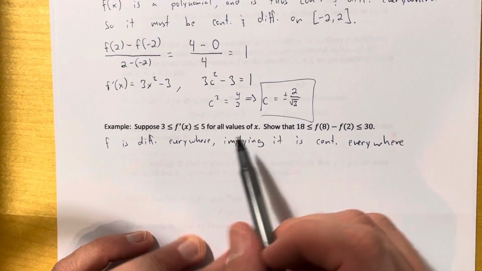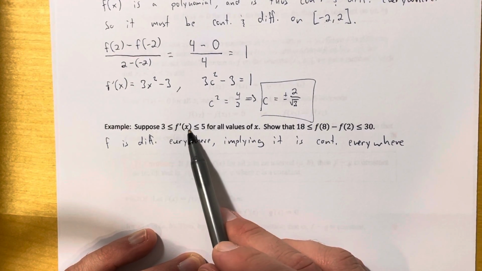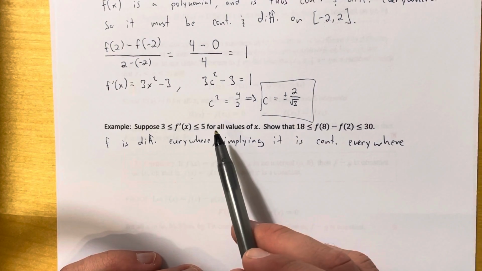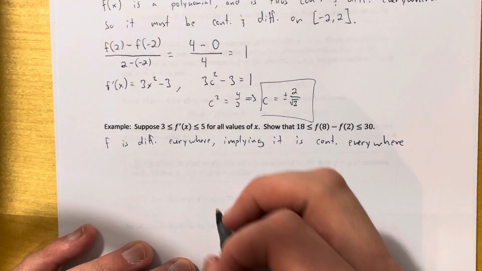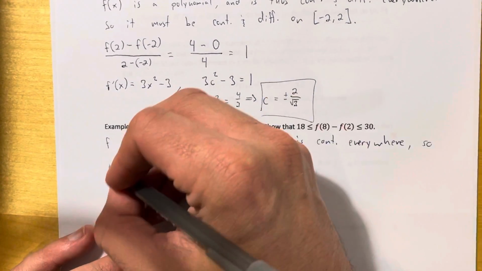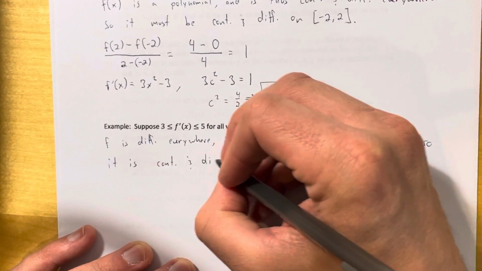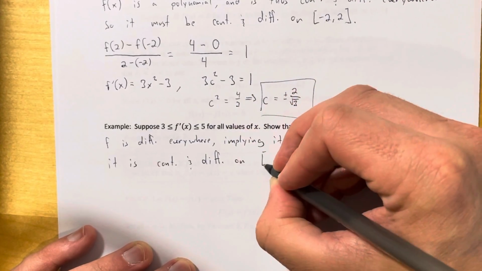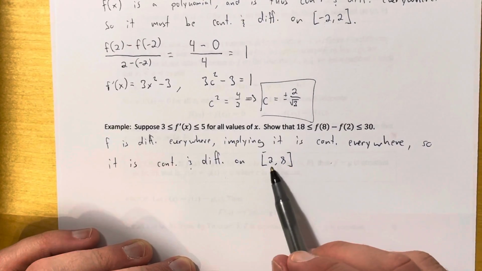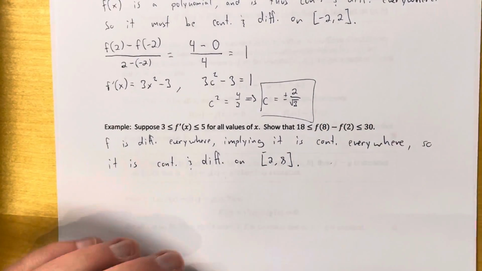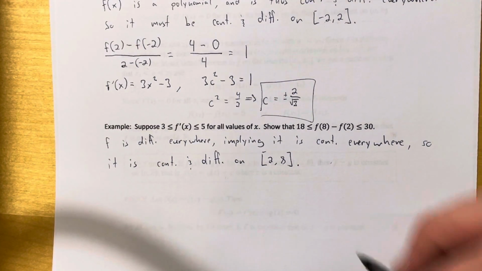So if this is true, and again, this is all implied by the fact that we have this statement that says f prime of x is between 3 and 5 for all values of x, which implies that it exists in the first place, we can say this: it is continuous and differentiable on the closed interval 2, 8. Remember, these values here were the clues that we should be looking at the closed interval 2, 8. So this confirms that the hypotheses of the MVT are met, which means we can apply it.